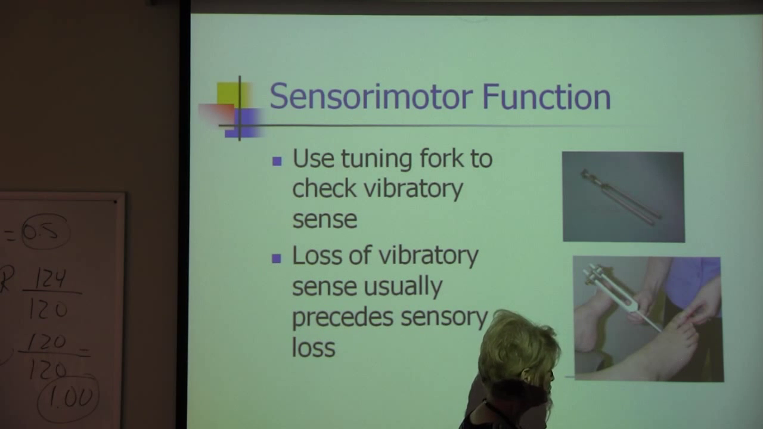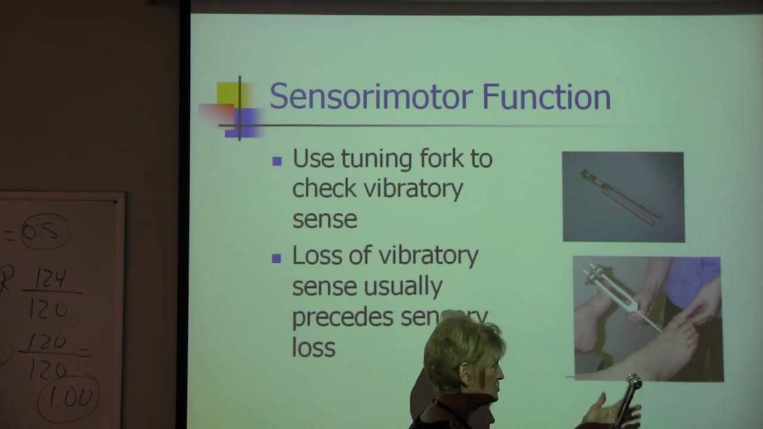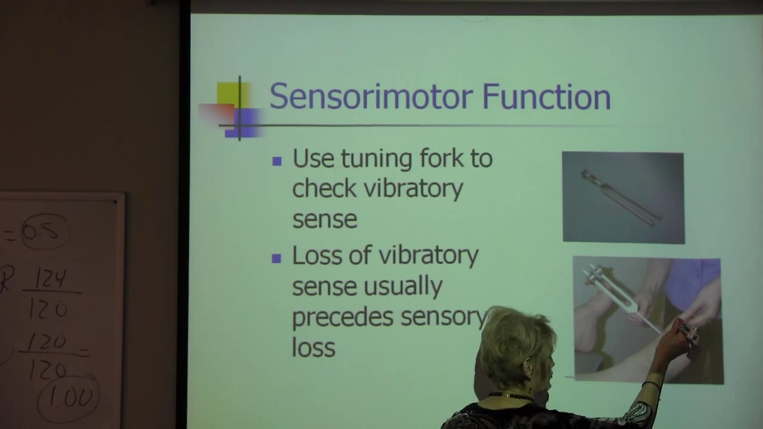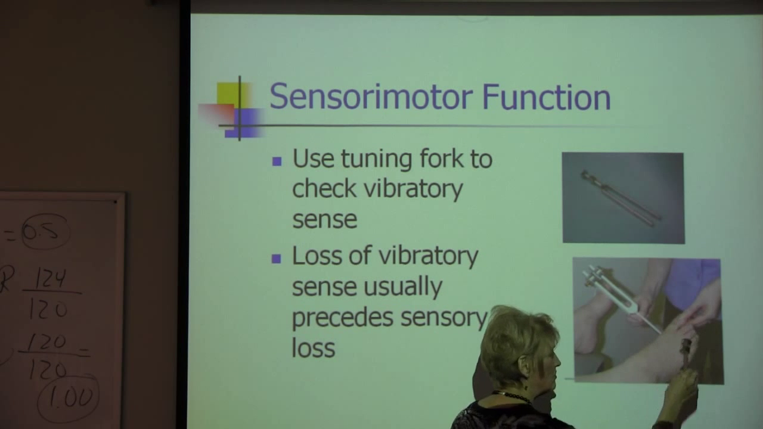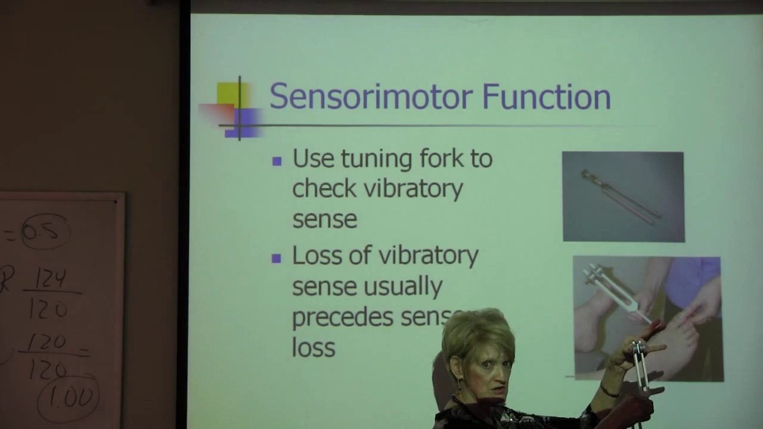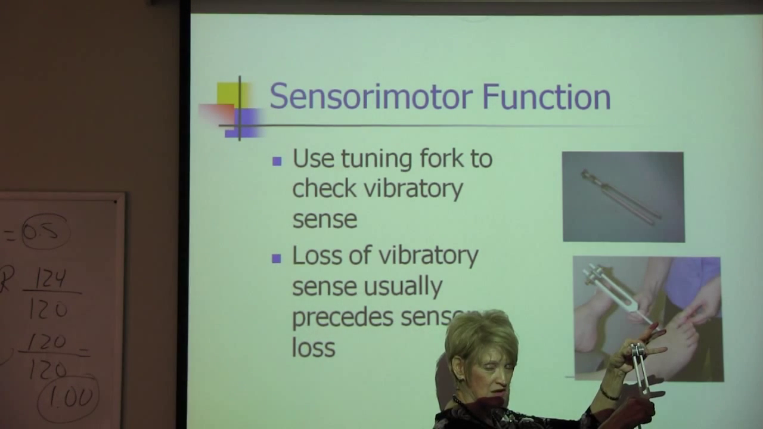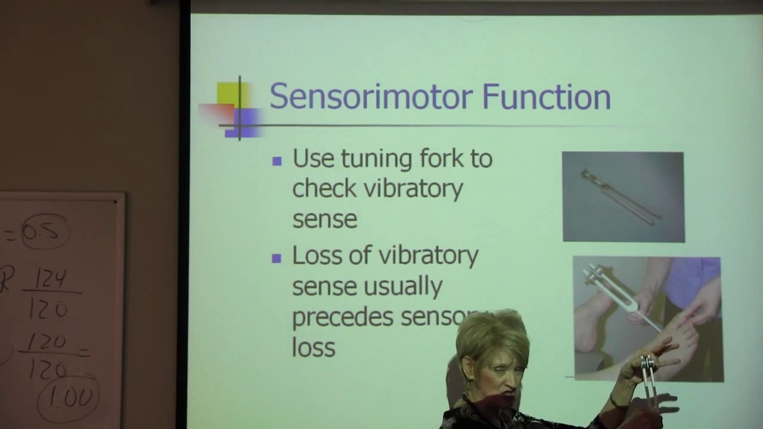So most of the time what you'll do is you will strike the tuning fork and you might hold it here or here. Ask the patient what they feel. Pinch the two sides together. Ask them to tell you if anything changes.